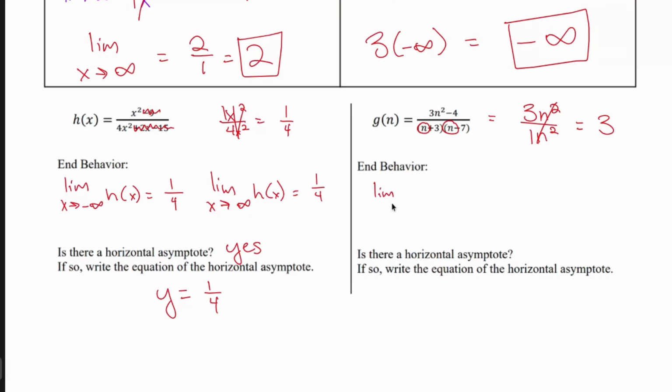So the limit as x approaches, nope, not x, n. The limit as n approaches negative infinity of g of n is going to be 3. And the limit as n approaches positive infinity of g of n is also going to be 3. And since they both go to 3, yes, we do have a horizontal asymptote. In that case, it's going to be y equals 3.